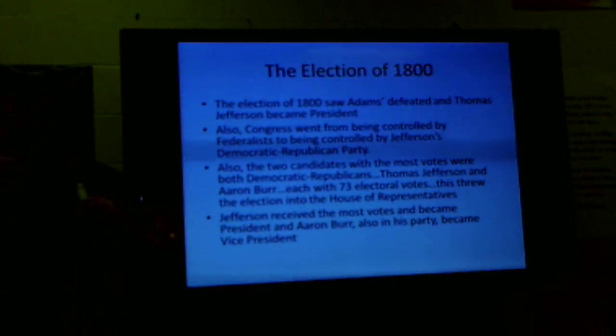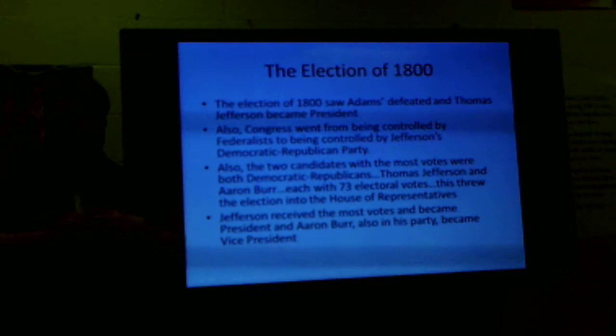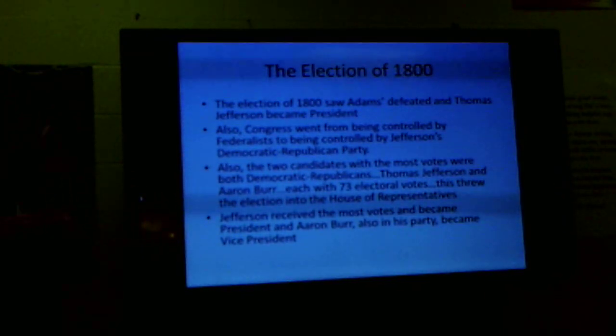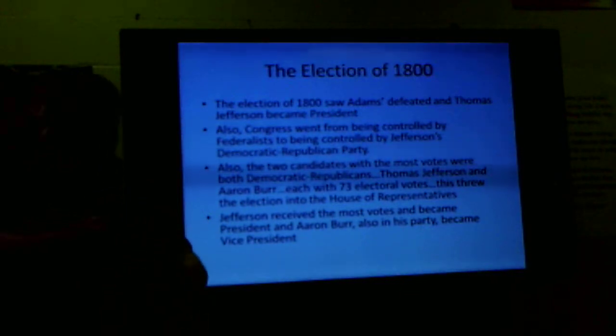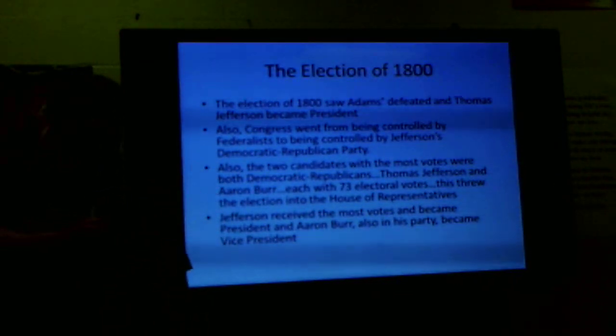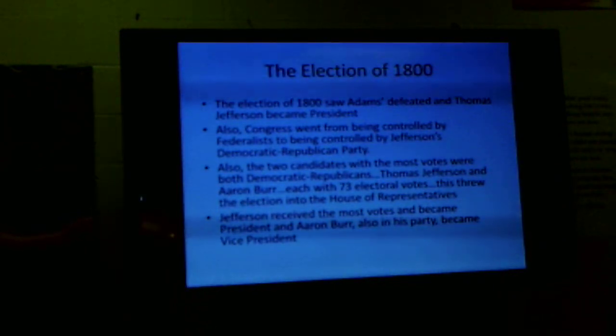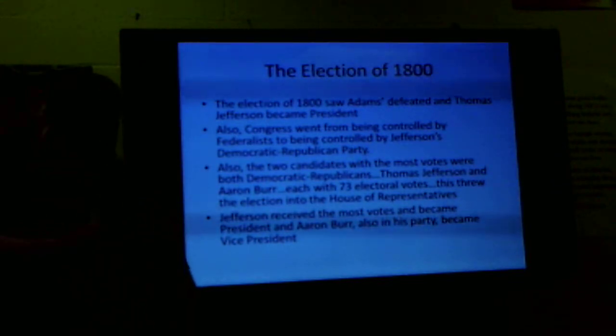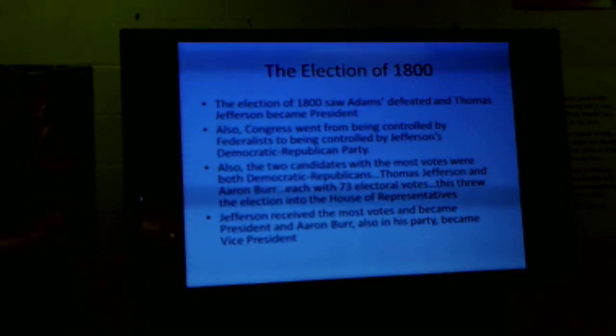So whenever there's a tie, they don't decide it in another election. The Constitution says that the House of Representatives gets to pick whoever they want to become president. Well, Jefferson received the most votes in the House of Representatives, and Aaron Burr, who was also in his same party, became vice president. So that actually worked out pretty okay because they were from the same party.